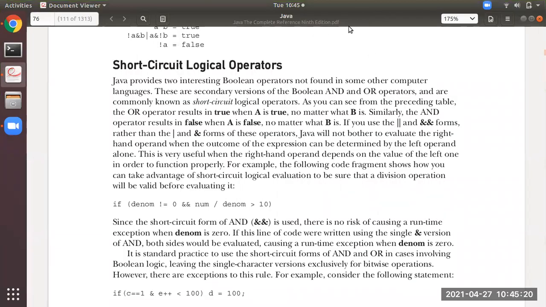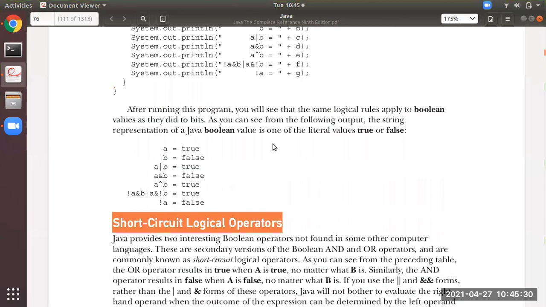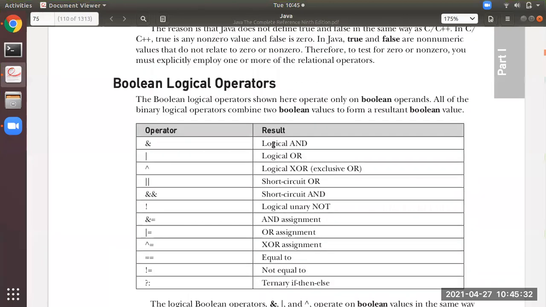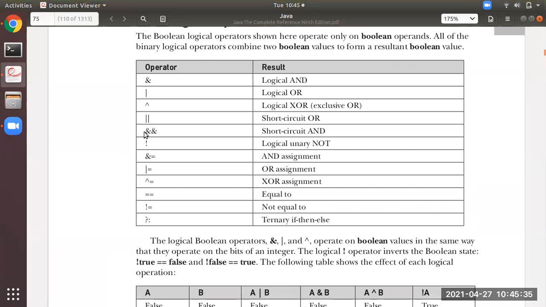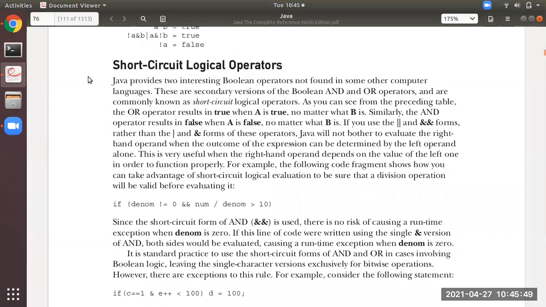Okay, students. For today, I'll start again with the previous topic, short circuit logical operators, as some students are having doubts about this. You can see the table over here, Boolean logical operators. There are two operators in the table, OR and AND. This double OR is known as short circuit OR, and this double AND is known as short circuit AND. We will see what is the use of these two operators.